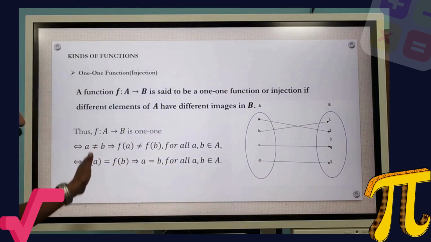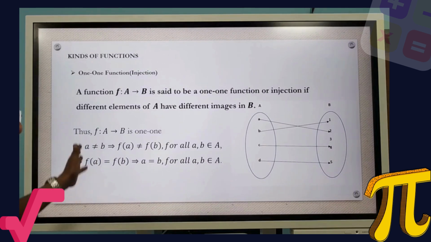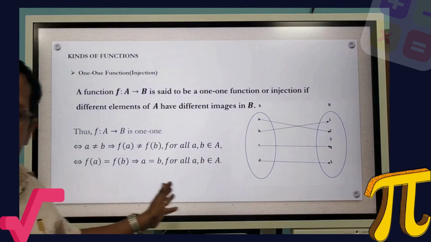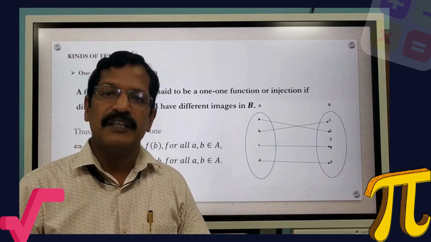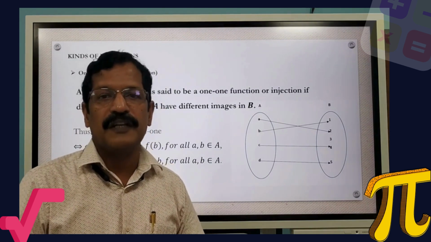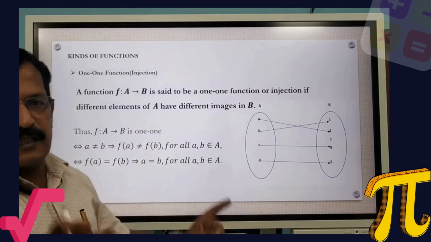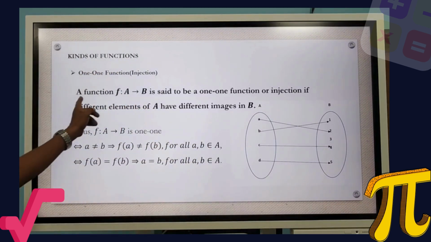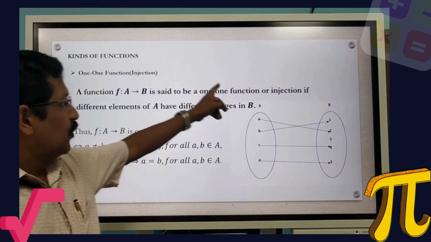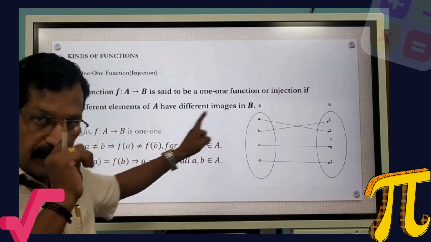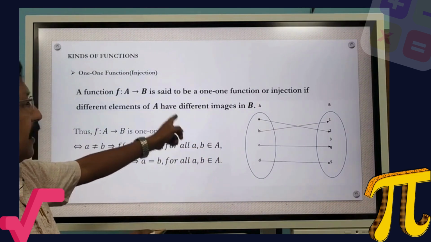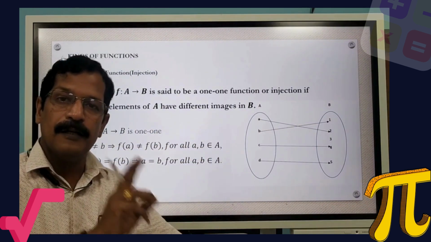So these are the two conditions we are going to check for the injection or one-one cases for solving different questions. So one-one function I shall repeat. A function f from A to B is said to be a one-one function or injection if different elements of A have different images in B.